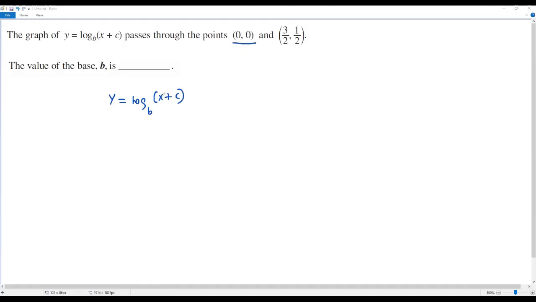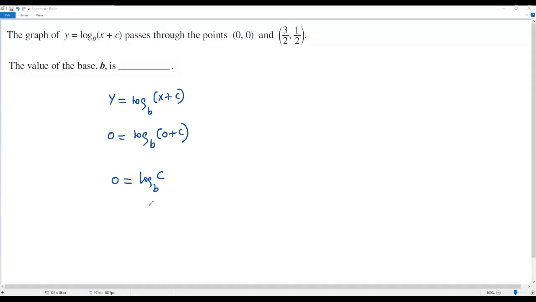Since the graph of this function passes through (0, 0), I can plug in the x coordinate 0 for x over here and the y coordinate 0 for y over here. Then I'll be getting 0 plus c, so 0 equals log to the base b of 0 plus c, which simplifies to just c.